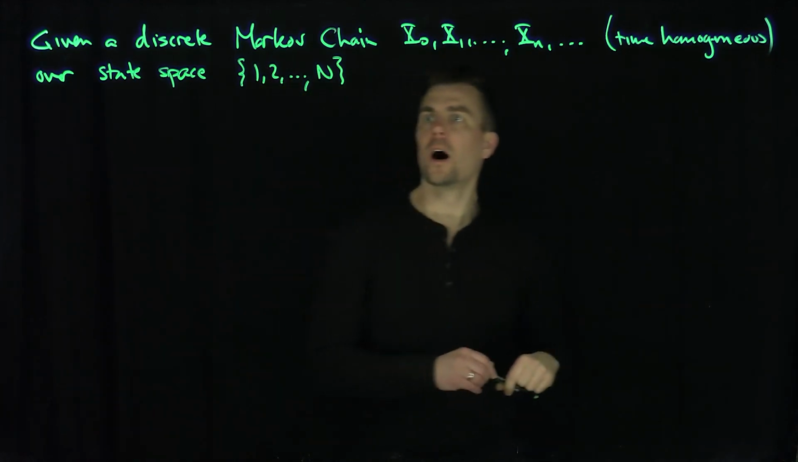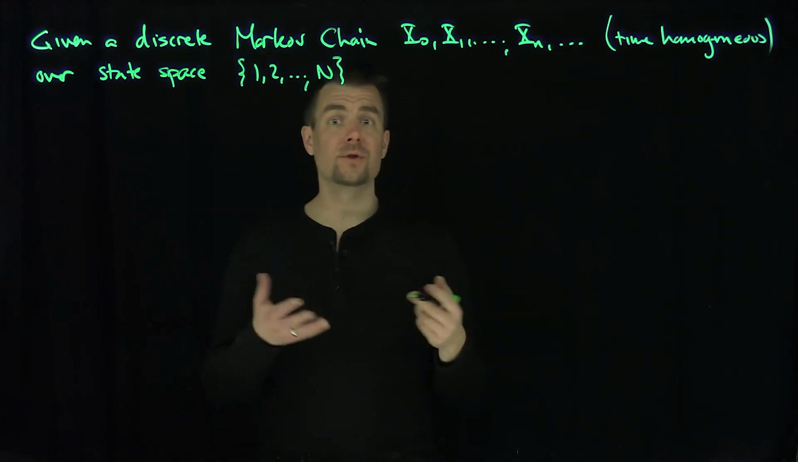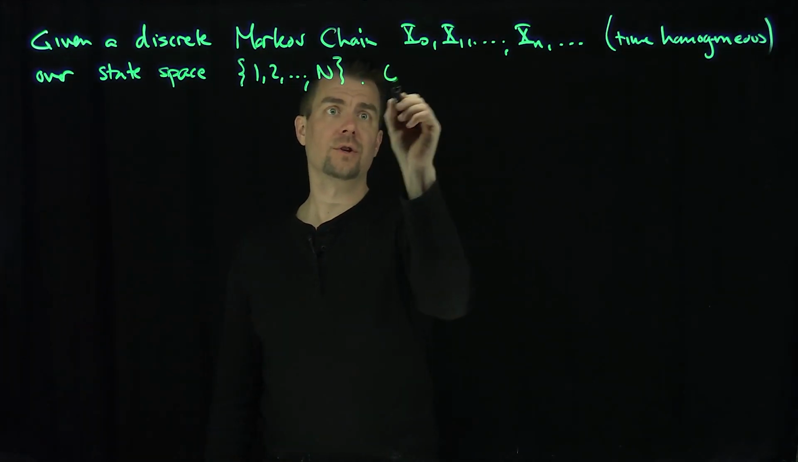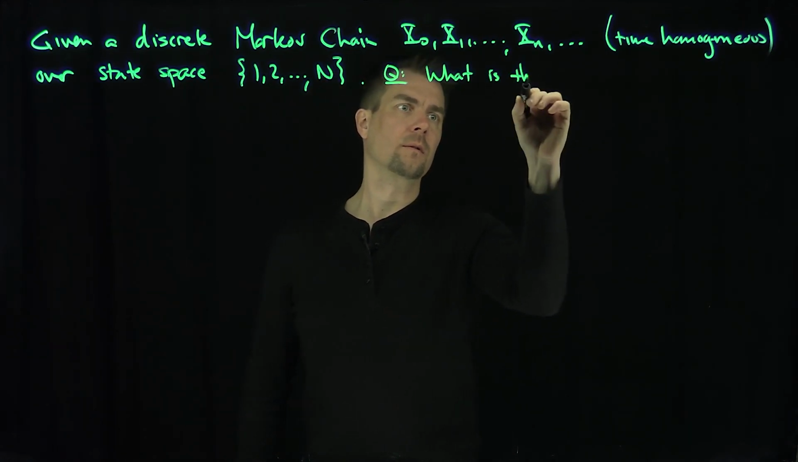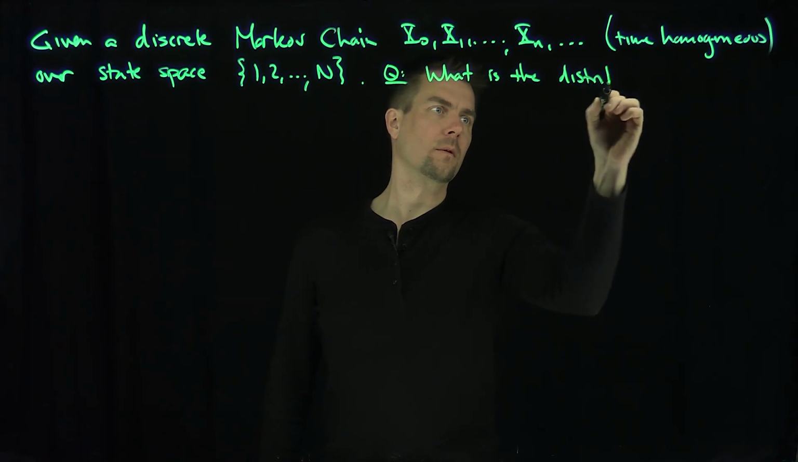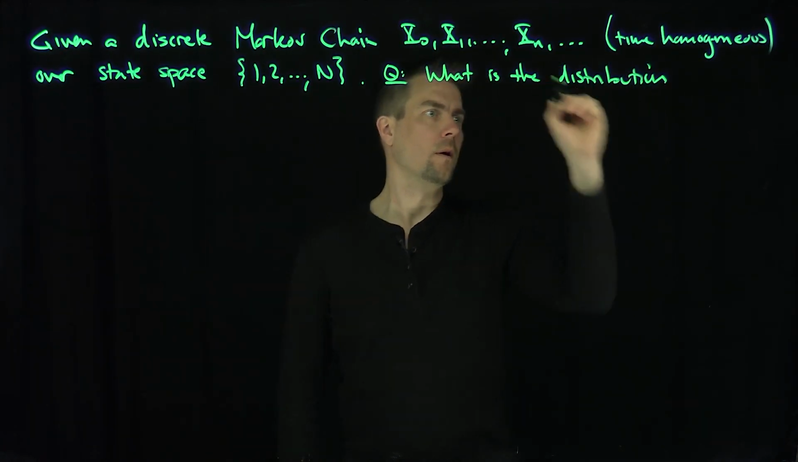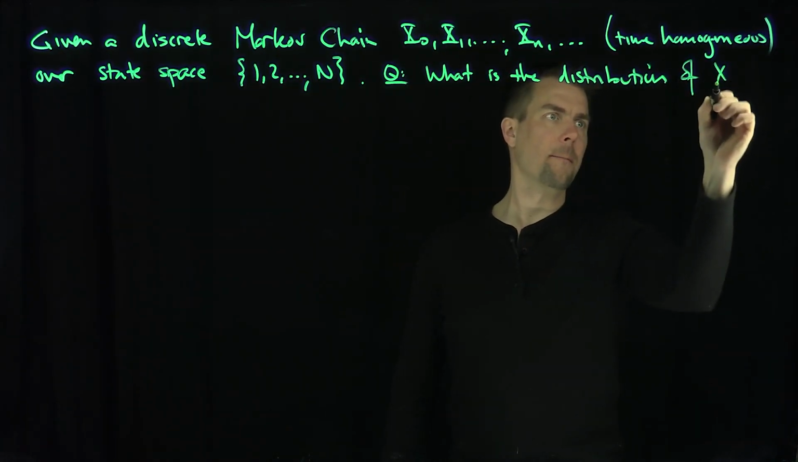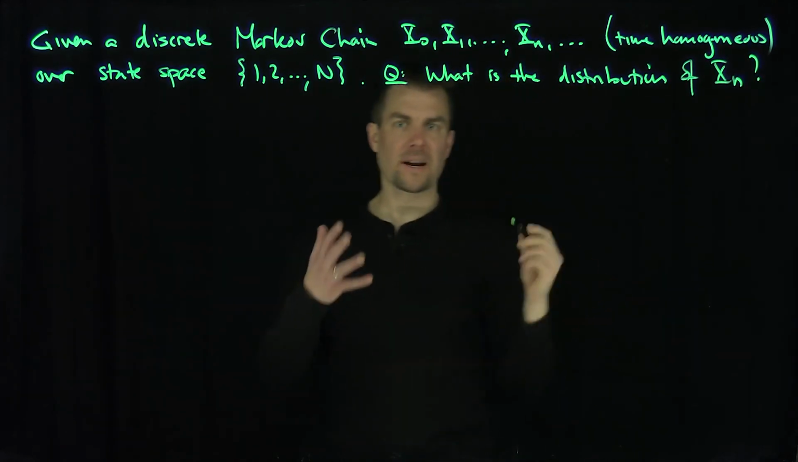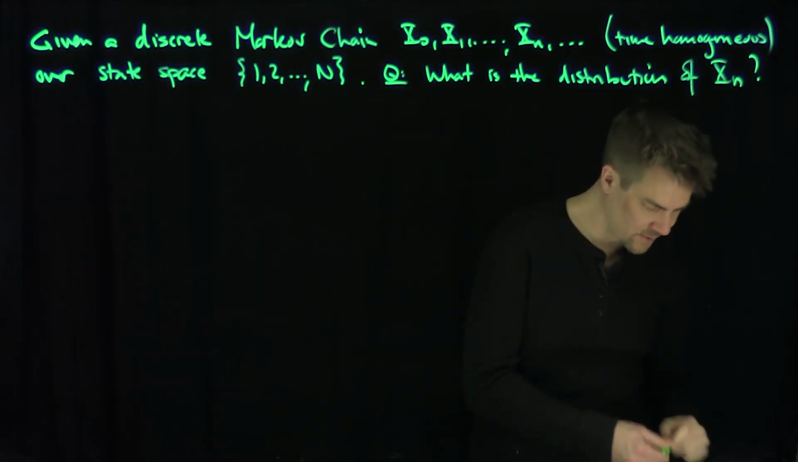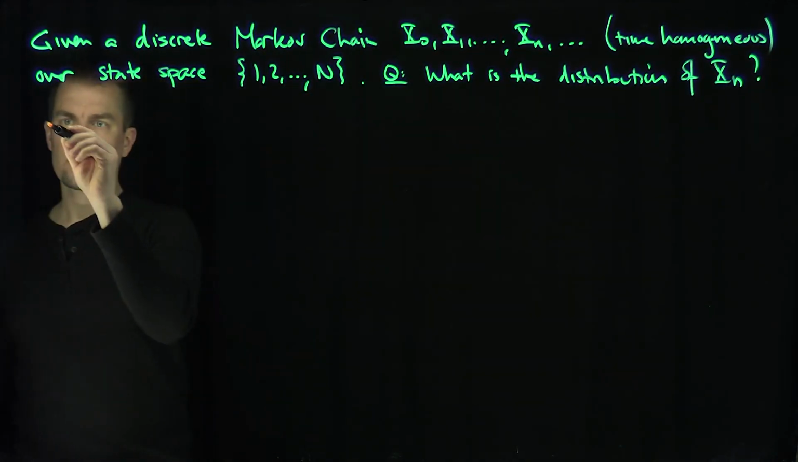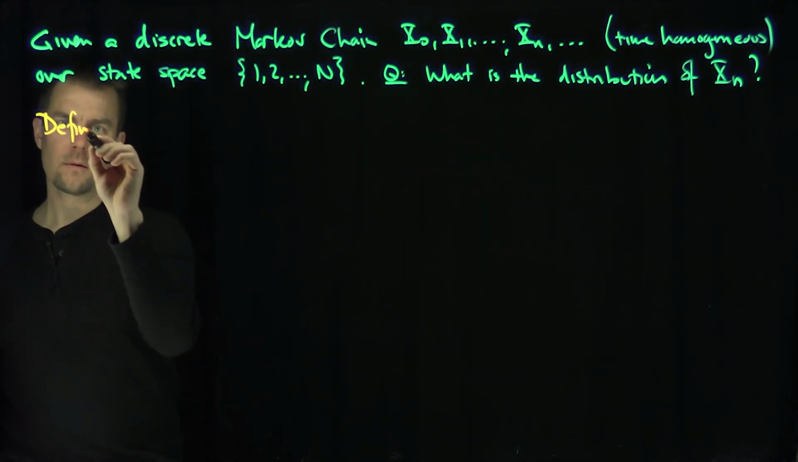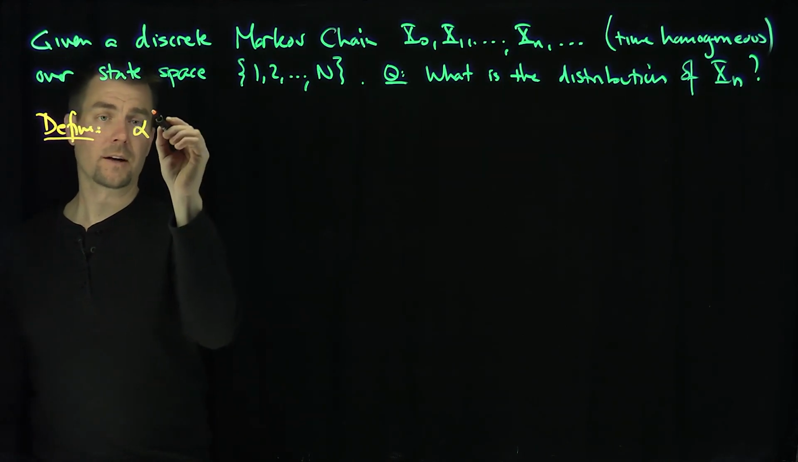The question we're going to address is, what's the distribution of xn? Well, of course, given that x0 is something. So what we're going to do is define a vector alpha n.